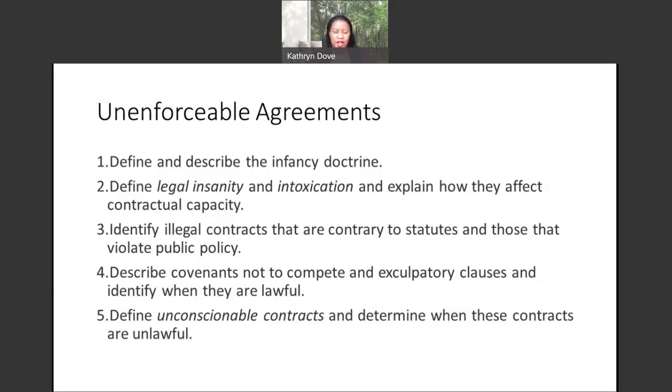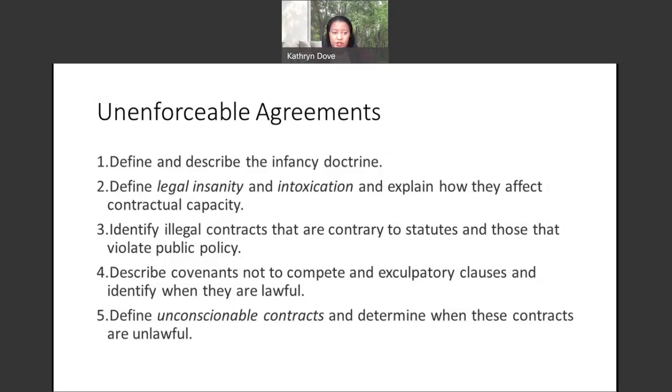So let's talk about unenforceable agreements. We've talked about the requirements for a valid contract, that is offer, acceptance, and consideration. However, some contracts are unenforceable. And unenforceability would be a defense to a breach of contract action, for example. The defendant would say to the judge, well, Your Honor, look, this contract's not enforceable. One of the reasons why could be the infancy doctrine. If one of the contracting parties is a minor, for example, the contract might be voidable.